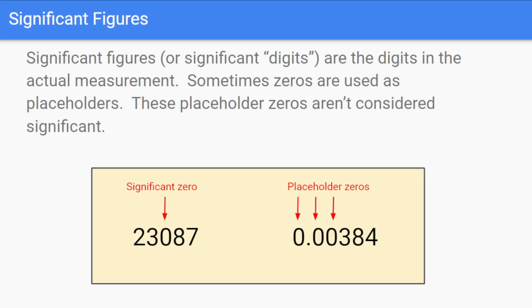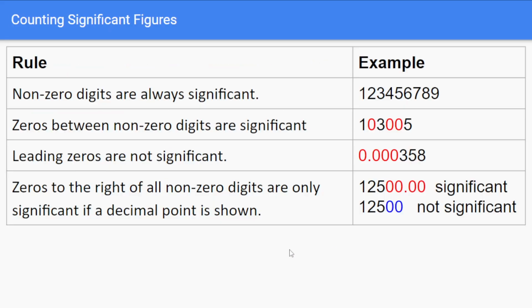And what we have to do is look at zeros. Zeros can be part of the measurement, but they can also be just a placeholder. If it's part of the measurement, it's significant. If it's just a placeholder, it's not significant. So how do we identify if it's significant or not? We use the rules. Any number that is not zero is always significant. Zeros can be significant if they are between significant figures, sandwich zeros. Leading zeros are not significant. Trailing zeros can be significant only if there's a decimal in that number.